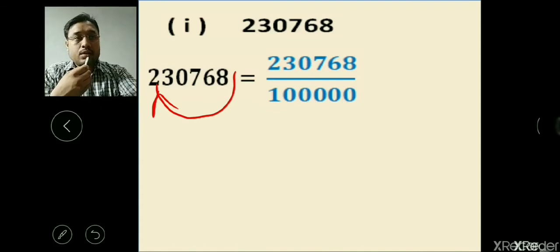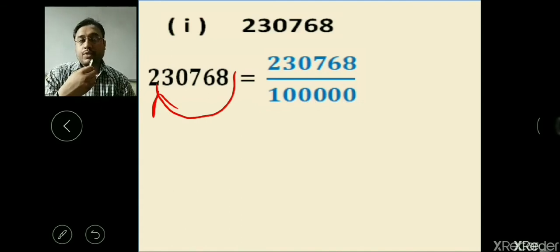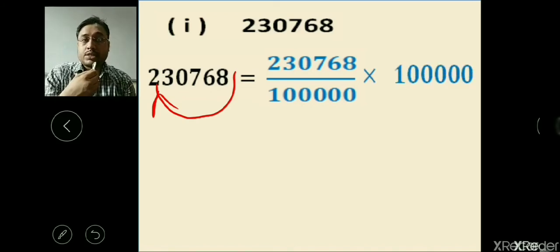So if you divide it by 1 lakh, the decimal point moves to the left side 5 steps. Towards the left side you are dividing by such a number. Then you have to multiply also, otherwise the number will change. If you do not manage it by multiplying with 1 lakh, then the number will change, because when you are dividing the number by 1 lakh, the number will change.